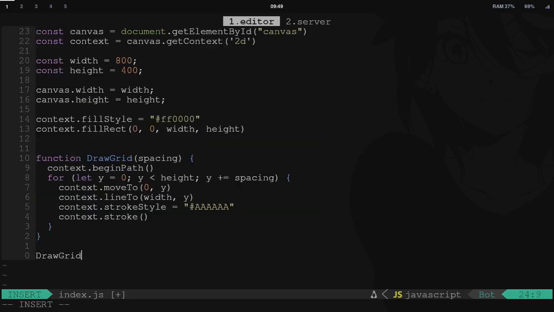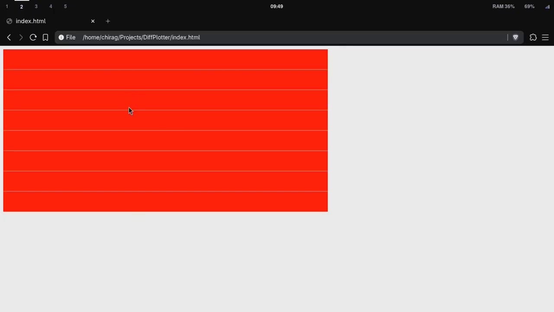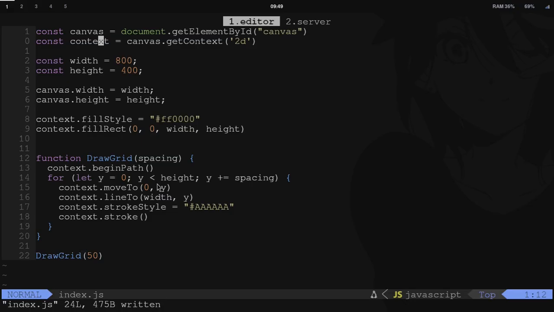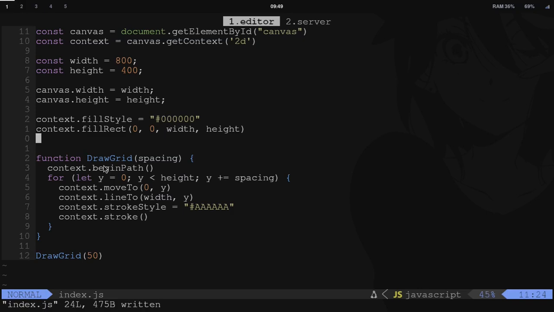So let's draw grid at 50. Let's go. So you could see here we got the lines, but let's change the background to complete black and we got ourselves some lines. Let's repeat this thing.